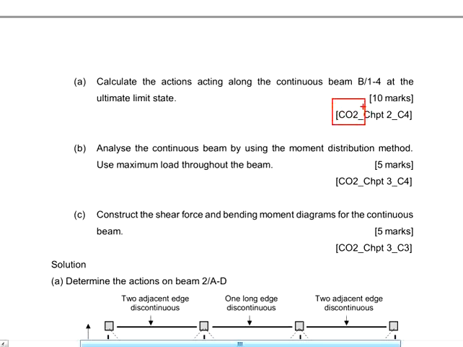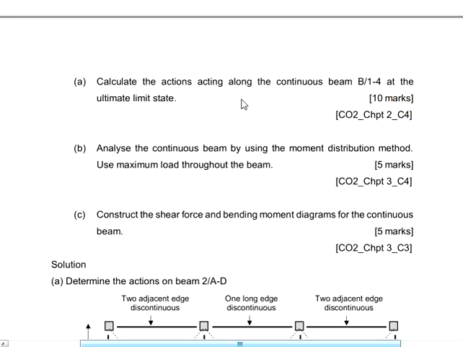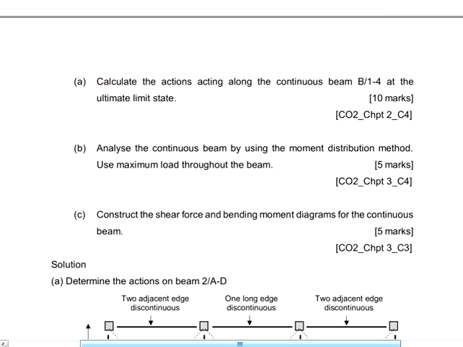CO2 means that this sub-question is meant to attend to course outcome 2, and the topic is chapter 2. C4 is cognitive level 4, which is about analysis. Then the instructions of the question will have to reflect the cognitive level. If you are dealing with C4, that means you're looking into the component of analysis. Then you will have to make sure the question has analysis.